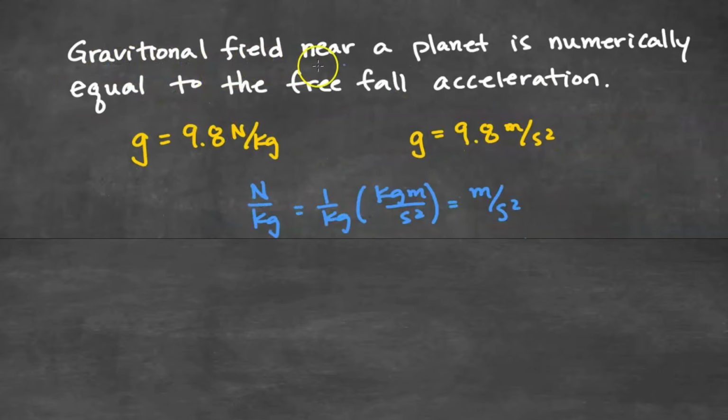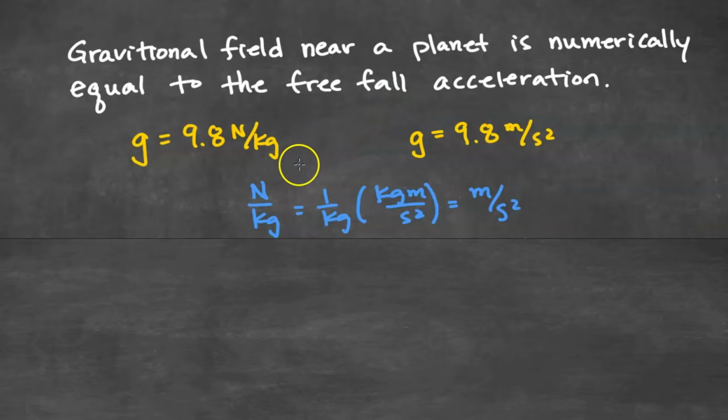The gravitational field near a planet is numerically equal to the free fall acceleration. So when we talk about gravitational field, we say that it's 9.8 newtons per kilogram. It tells us how much force, gravitational force, is pulling on the object for every kilogram that it has. The acceleration due to gravity is also 9.8 meters per second squared. Now, numerically, these two are the same.